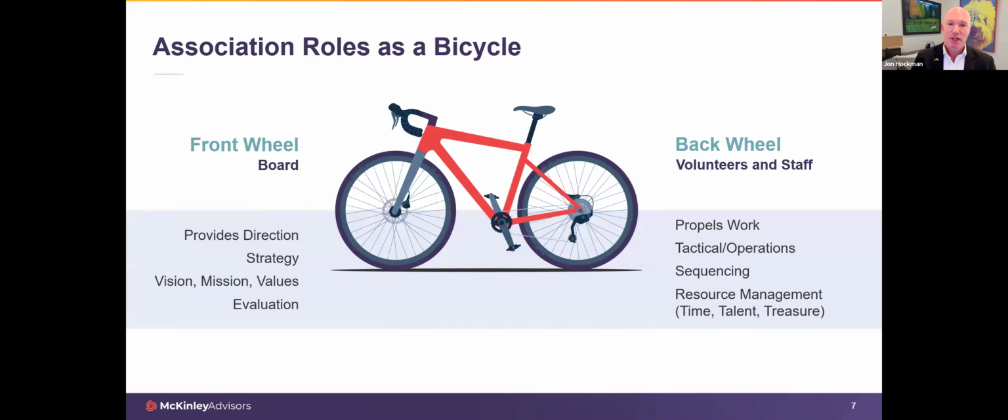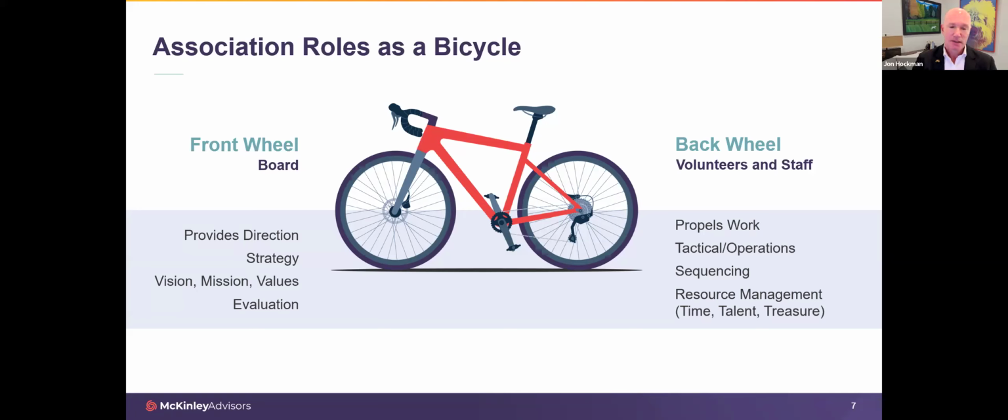Next, we want to talk about a metaphor that we use quite often. And those of you who are on the webinar, worked with McKinley, you will probably recognize this right away, the bicycle metaphor. If you think of a bicycle and its mechanics, the front wheel is where you steer, and that sets direction. The back wheel is where the chain connects and powers things forward. And so the comparison here is the board of directors is responsible for the front wheel types of activities: mission, vision, strategy, setting direction for the organization, pointing where we need to go.